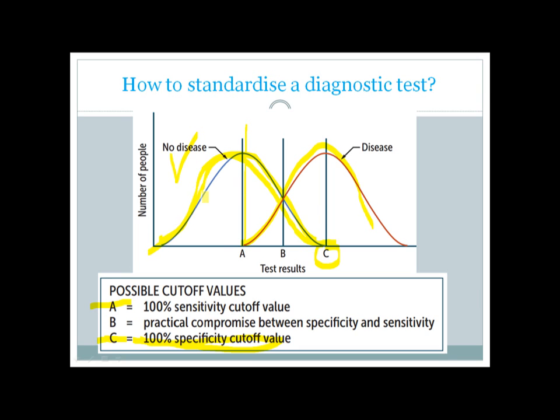But each of those has a problem associated with it, because we miss a lot of people. In case of C, we miss a lot of people with disease. In case of A, we actually include a lot of people as having disease who actually don't have the disease. So we have to make a practical compromise between specificity and sensitivity, making a cutoff value in between A and C. So this concept is very valuable.